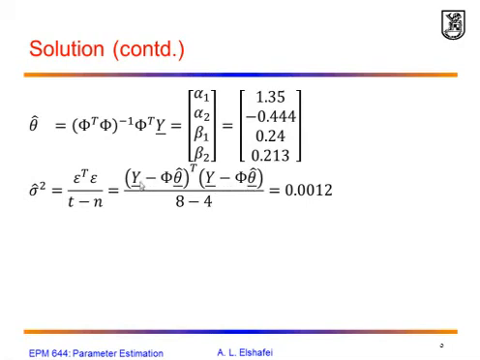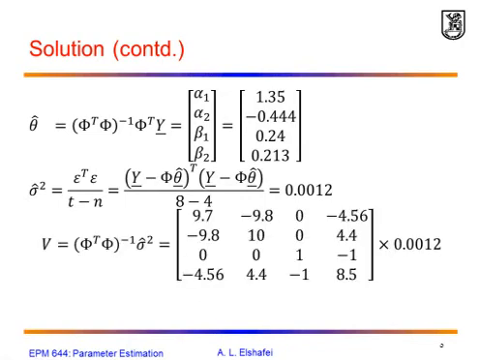That will give me a summation of the squares of the elements of this vector y minus phi theta hat, and then I divide by, as we mentioned before, the number of data points minus the number of parameters, and that will give me the estimate of the variance. Consequently, the covariance matrix of the estimates will be phi transpose phi inverse times sigma hat squared.